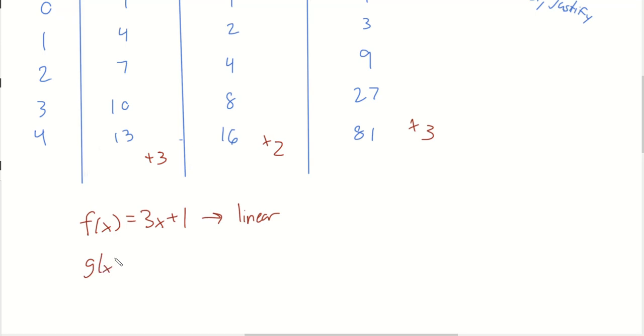G of x, we said it was multiplied by 2 each time, right? So it's 2 to the x. This is an exponential equation. H of x. What would h of x be? You got it, Desi. Say it again. 3 to the x. Yes, 3 to the x. This is also an exponential.